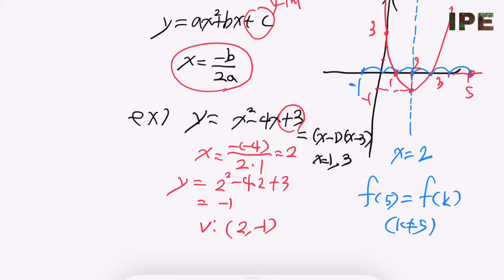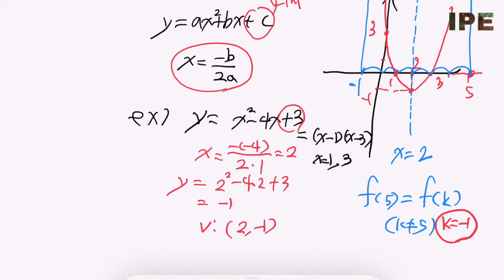At x equals negative 1 and x equals 5, they should have the same y value because they have the same distance from the line of symmetry. So k should be what? Negative 1, because that parabola graph should be symmetric about that line, x equals 2.